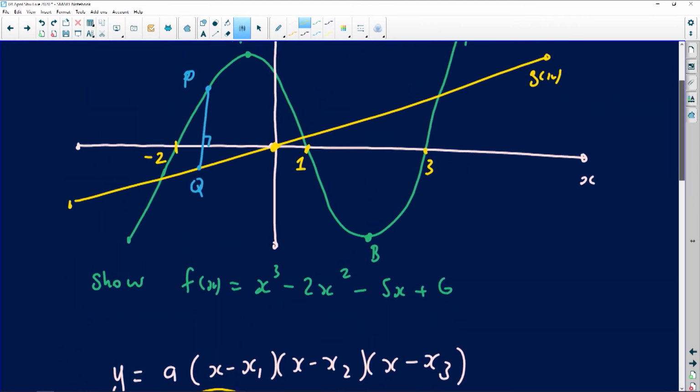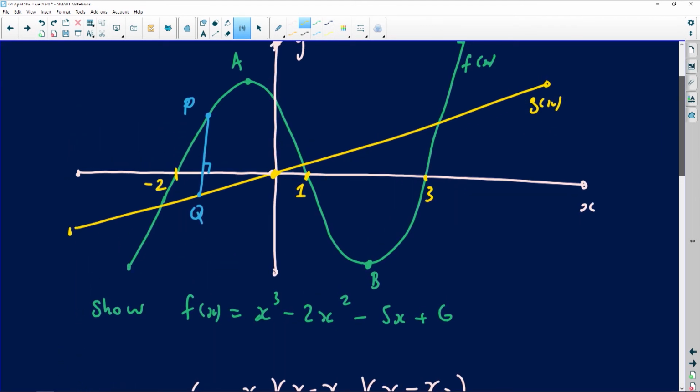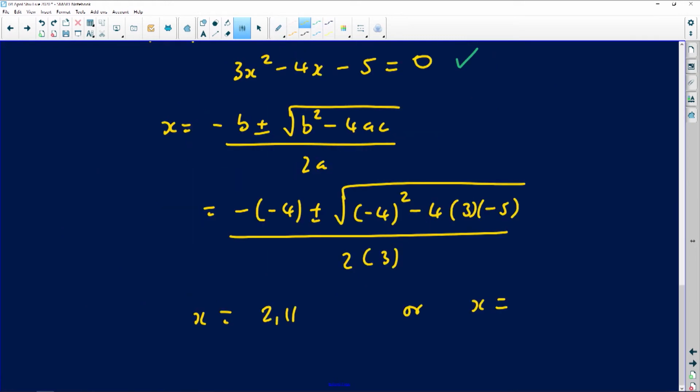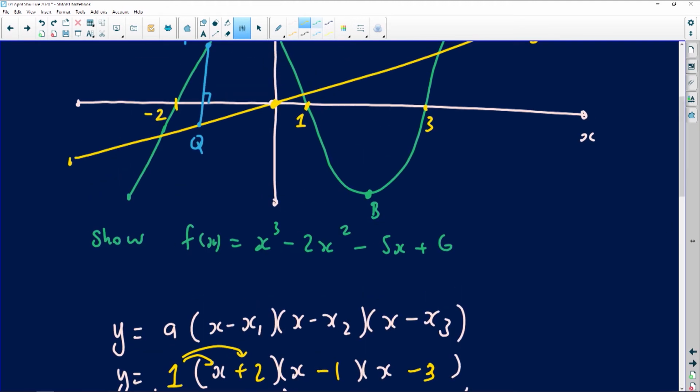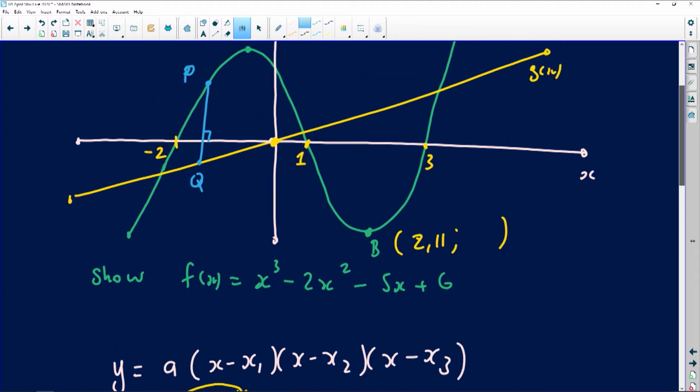Look at the Cartesian plane. The positioning of A is on the left-hand side of the y-axis, so we expect the x-coordinate of A to be negative. So since I got 2.11, I'm expecting that to be the x-coordinate of point B. So that 2.11 is going to be the x-coordinate of B. We don't know what the y-coordinate is. So now let's find the x-coordinate of the other one.